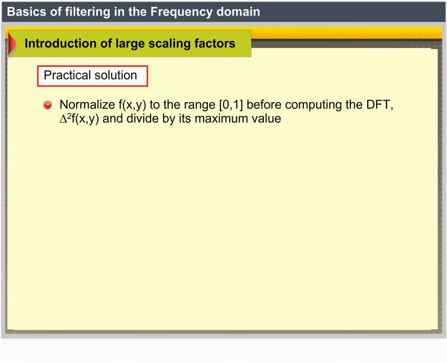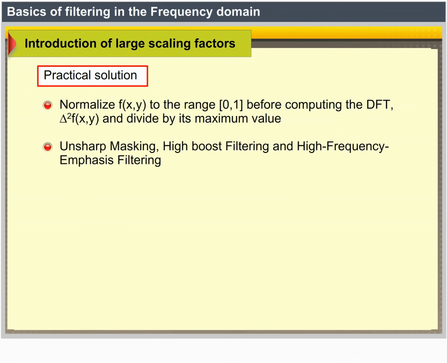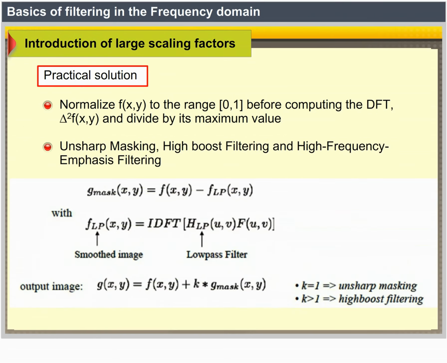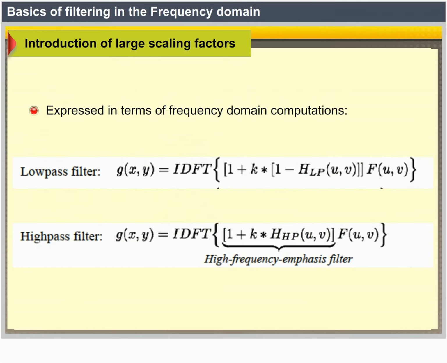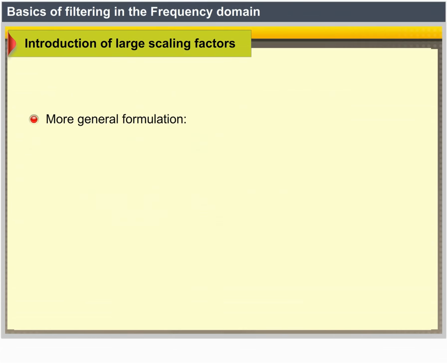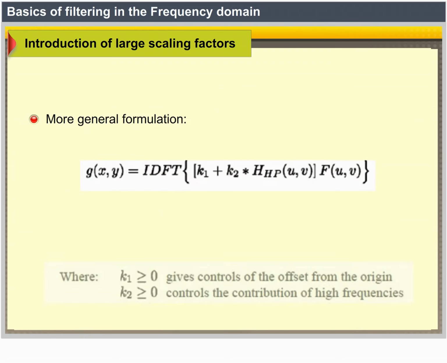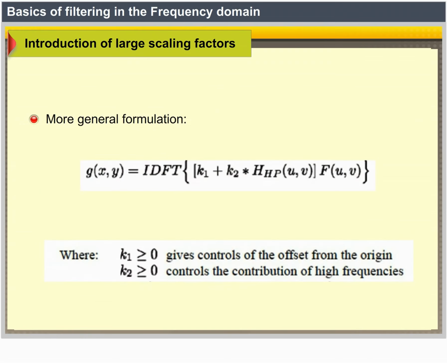Unsharp masking, high-boost filtering and high-frequency emphasis filtering. The equations are shown on screen, where k equals 1 is for unsharp masking and k greater than 1 is for high-boost filtering. Expressed in terms of frequency domain computation, the low-pass filter and high-pass filter equations are shown on screen. A more general formulation is also given, where k1 greater than or equal to 0 gives control of the offset from the origin, and k2 greater than or equal to 0 controls the contribution of high frequencies.